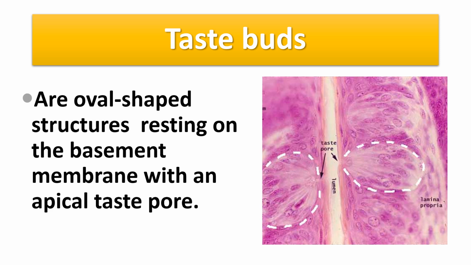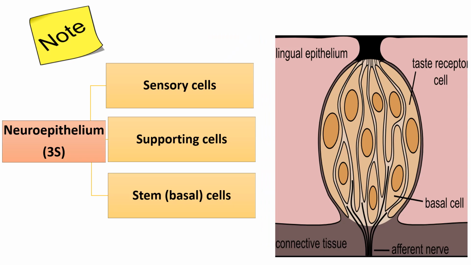Okay, so the taste bud is considered an oval-shaped structure resting on a basement membrane with an apical taste pore. Let's go to the neuroepithelium. As we mentioned before, it is formed of three types of cell: sensory cell, supporting cell, and basal stem cells. Regarding our taste bud, can you see that it is oval in shape? The cells are arranged in an onion-like manner. Let's see these three types of cell in our taste bud.